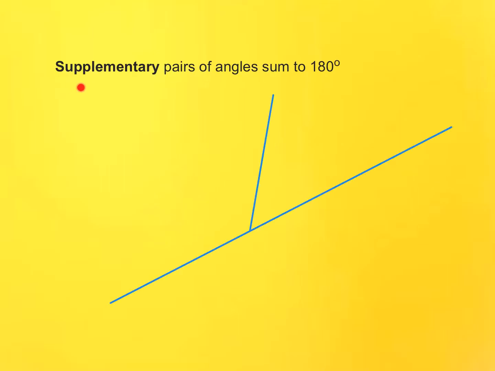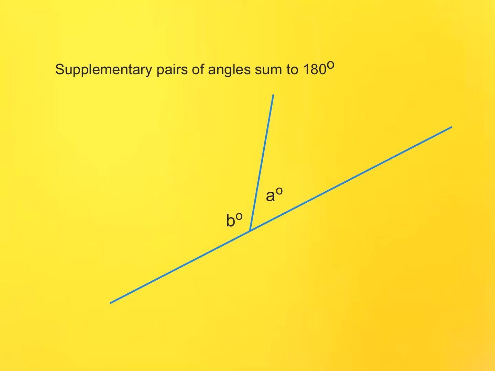The next pair of angles are supplementary pairs of angles, and they must add up to 180 degrees. This angle over here is 180 degrees. How do we know that? Well, it's a straight line. So angle A added to angle B must all together add up to 180 degrees, and therefore a straight line, and are therefore supplementary pairs of angles. We could also write it like this: angle A added to angle B must equal 180 degrees.